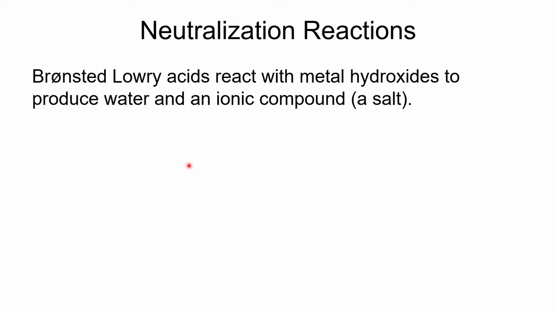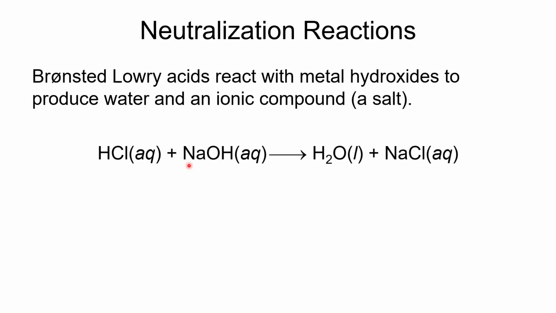Arrhenius acid, reacts with a metal hydroxide, it will produce water and an ionic compound. And the generic term that we give for an ionic compound is salt. If you're talking salt in just regular English, we're talking about sodium chloride, which is the example that is given here. However, if we're talking salt in the chemistry sense, a salt in chemistry is just an ionic compound.